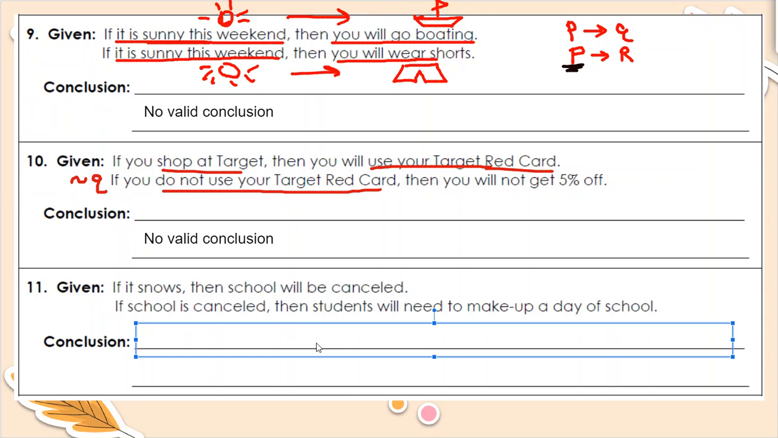However, number 11 was valid. If it snows, school will be canceled. If school is canceled, then students need to make up a day of school. Okay, so we can draw the valid conclusion that if it snows, if P, then R, then students will need to make up a day of school.